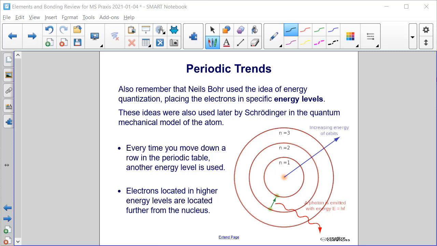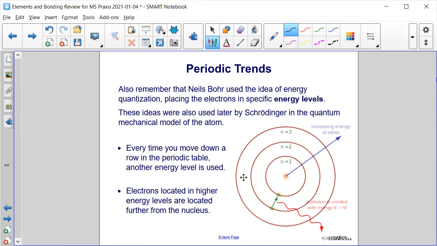So every time you move down a row in the periodic table, another energy level is used. So the first row of the periodic table, where we would have hydrogen and helium, those electrons only occupy the first energy level. The next row would occupy the second. The third row of the periodic table would occupy this third energy level. And electrons that are located in higher energy levels are located further from the nucleus. So those last electrons for those elements in the third row of the periodic table, their electrons are way out here, much further from this positive nucleus.